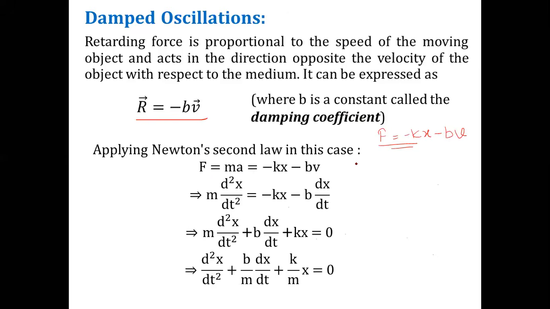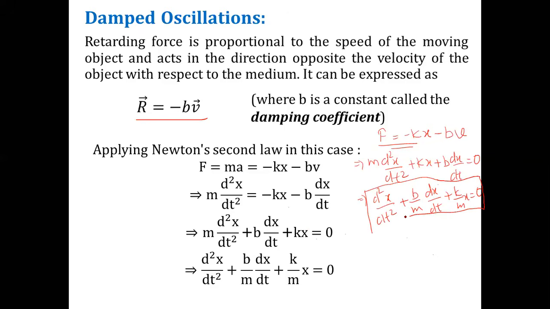We said that force is equal to mass into acceleration, and your acceleration is basically the second order derivative. If I bring this term to this side too, I can write it as kx plus b times dx over dt is equal to 0. If I rearrange the terms, plus b over m dx over dt plus k over m x is equal to 0. I can write it like this also. This equation is a second order differential equation. When you solve it, you will get two solutions.